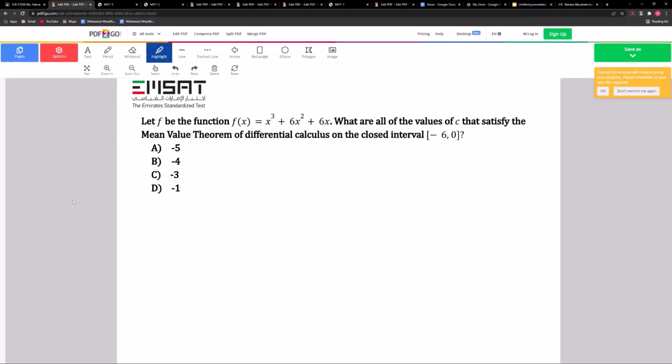Let f be the function f of x equals x to the power 3 plus 6x squared plus 6x. What are all of the values of c that satisfy the mean value theorem of differential calculus on the closed interval A and B?